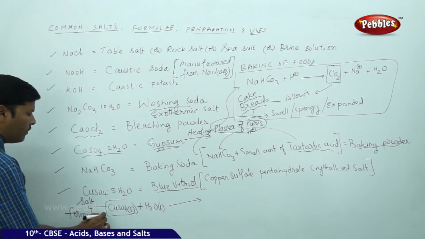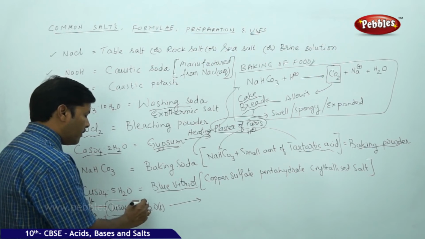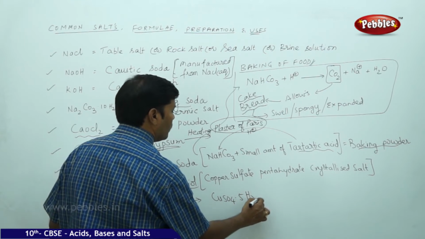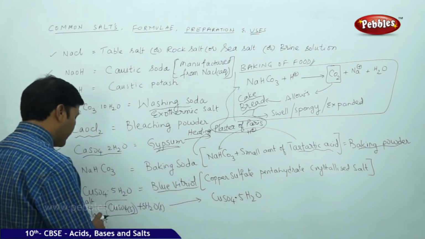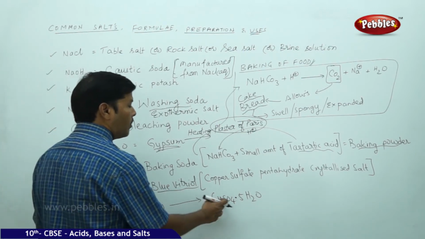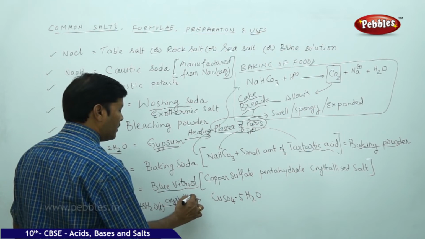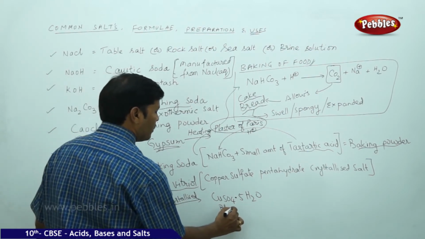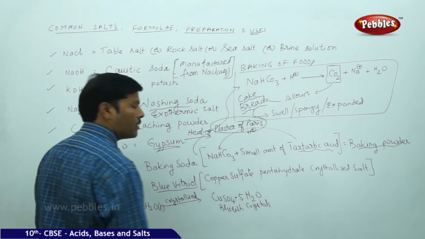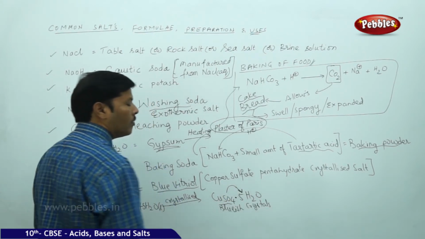One formula unit of copper sulfate, when it dissolves in 5 moles of water, you get copper sulfate 5H2O. When one formula unit of copper sulfate comes in contact with 5 molecules of water, it becomes copper sulfate pentahydrate. It gets crystallized and you get bluish crystals. The blue color of the copper sulfate is because it is hydrated with the 5 water molecules.